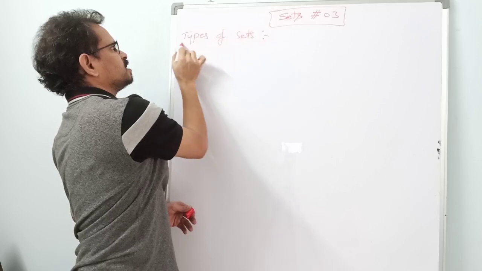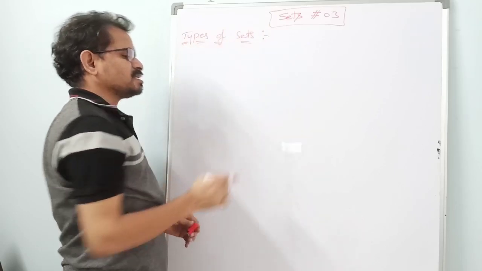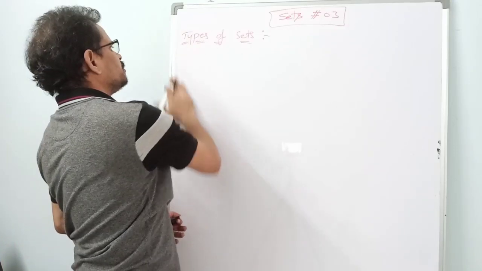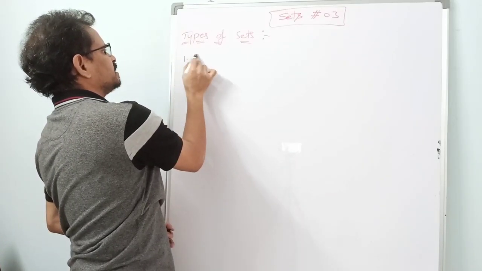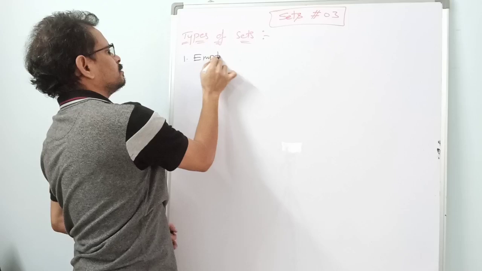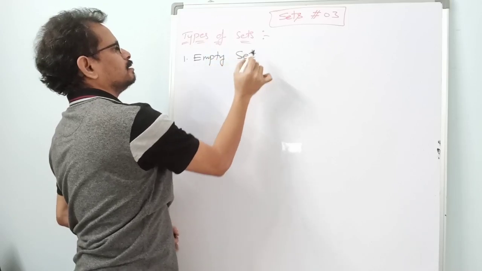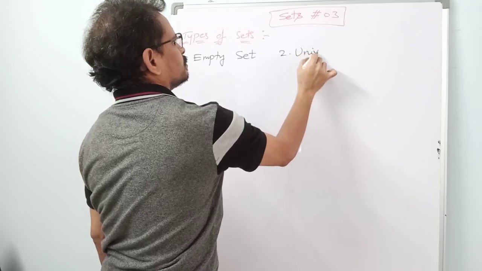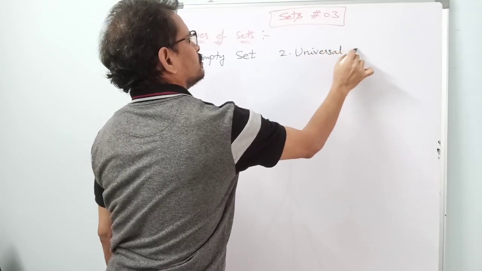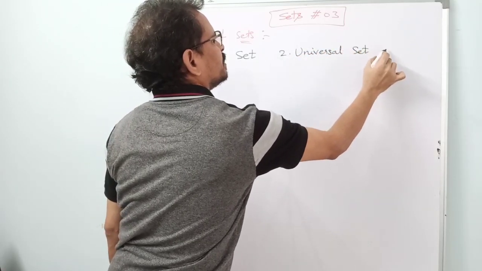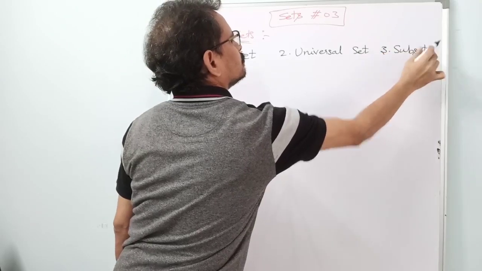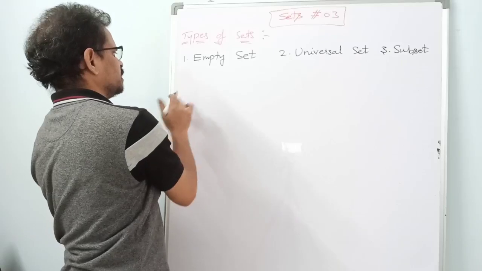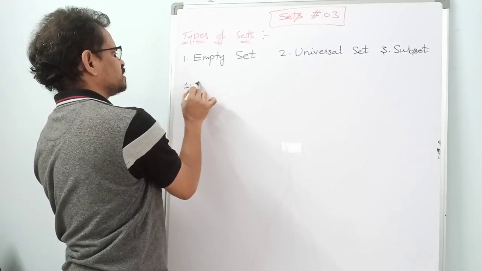There are many types of sets, but we are going to discuss the basic sets that are covered in class 10th, right? The first one is number 1, empty set. Number 2, universal set. And number 3, subset. Okay. So now the first one is empty set.